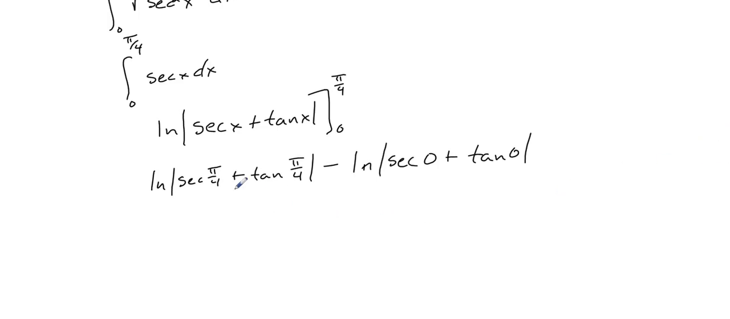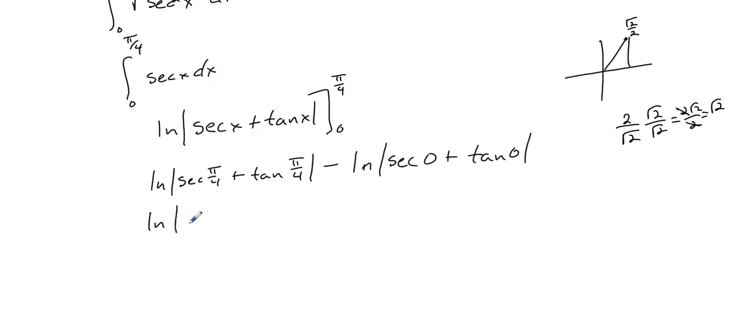Okay, let's see here. Secant is the reciprocal of cosine, right? Cosine pi over 4, well, that's right there. Cosine is the x value, and this would be root 2 over 2. The reciprocal of that is root 2. So it would be a natural log of root 2. What's tangent pi over 4? Minus natural log. Okay.